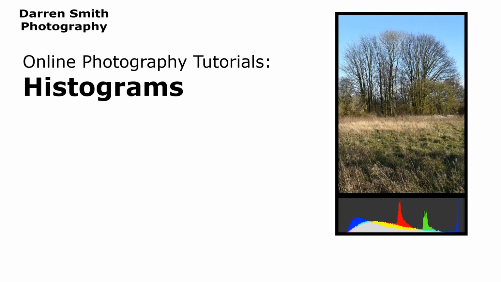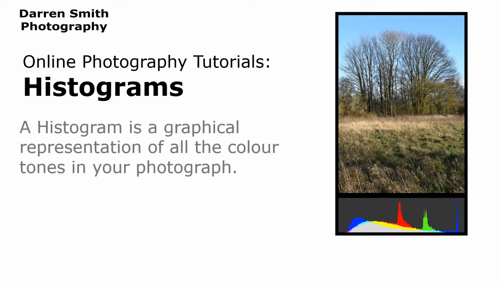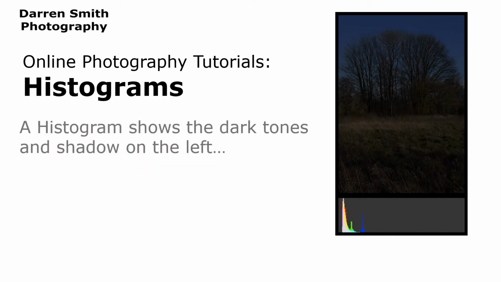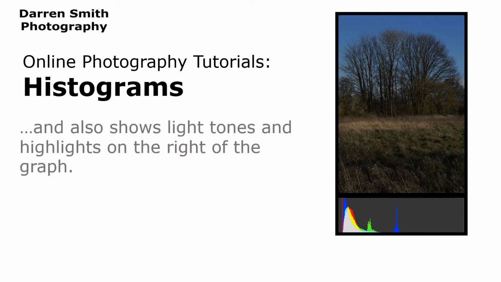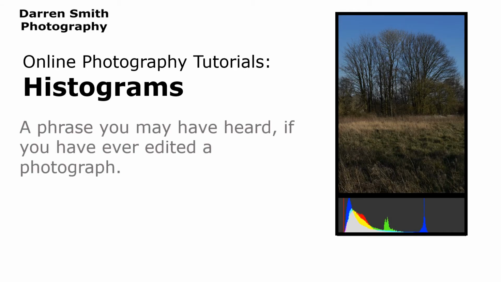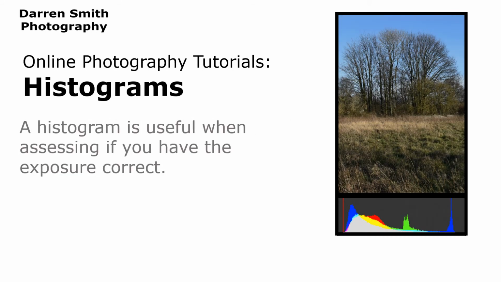We can also use a histogram as a tool to help us expose our pictures correctly. A histogram is a graphical representation of all the colour tones in your photograph. A histogram shows the dark tones and shadows on the left, and also shows light tones and highlights on the right. The middle of the histogram is known as the midtone, a phrase you may have heard of if you've ever edited a photograph. A histogram is a useful tool when assessing if you have the correct exposure.